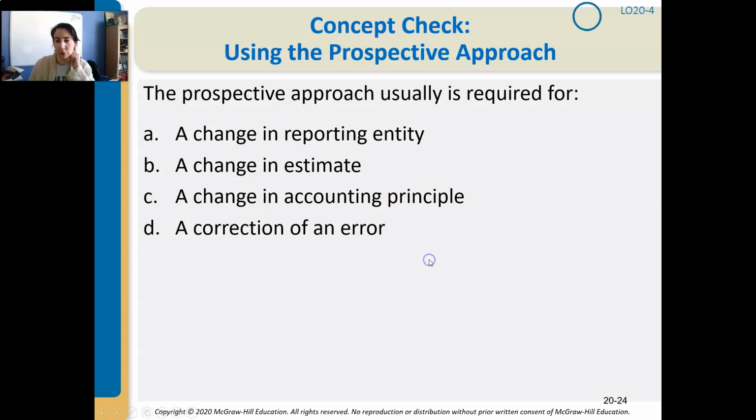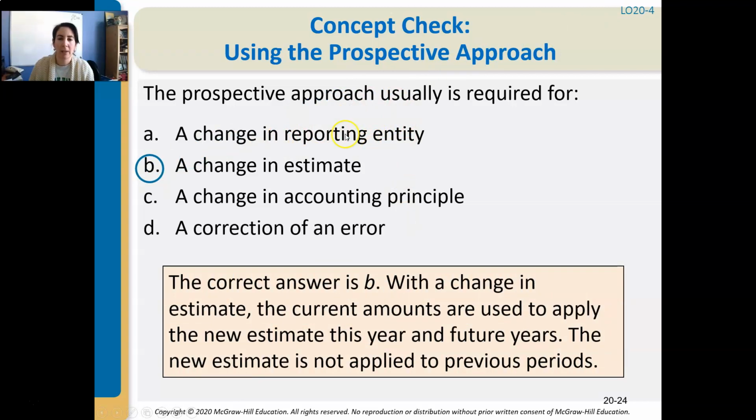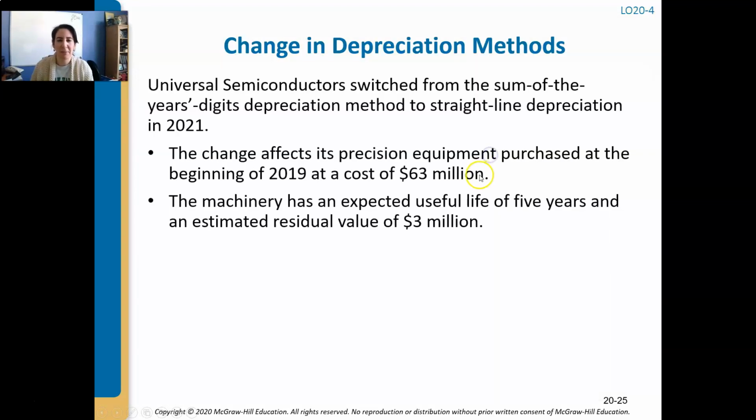Okay. Prospective approach is usually required for a change in estimate. Okay. Change in principle we know is typically a retrospective change. Change in reporting entity, we didn't even get to that one yet, so it's not really fair to ask you that question. Correction of error, again, we didn't get to that one yet, but let's just go with B, a change in estimate. We know that that is a prospective change.